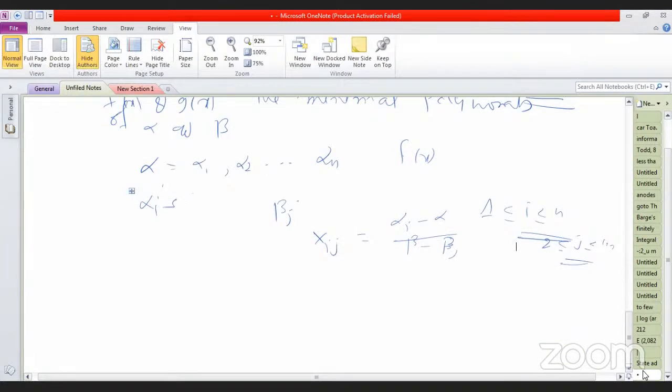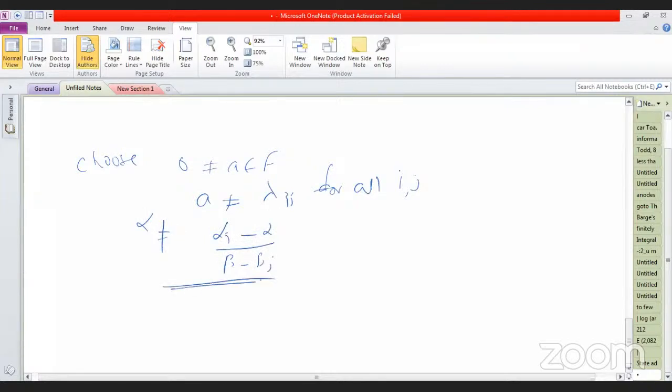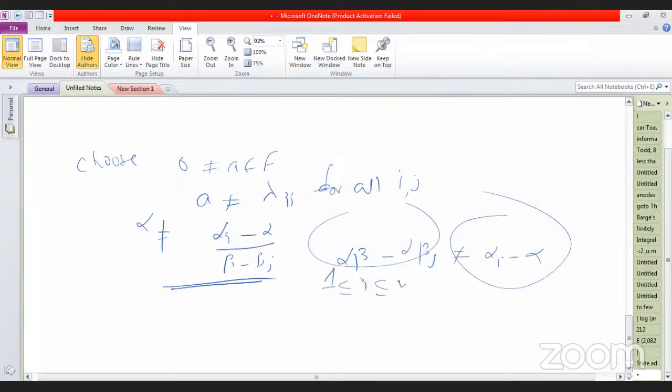We can choose 0 not equal to a belonging to F such that a is not equal to lambda ij for all i, j. Since F is infinite, this is possible. Why? Because alpha i minus alpha is not equal to a times (beta minus beta j); the two values are not the same, for all 1 less than or equal to i less than or equal to n and 2 less than or equal to j less than or equal to m. So therefore gamma is equal to alpha plus a beta.